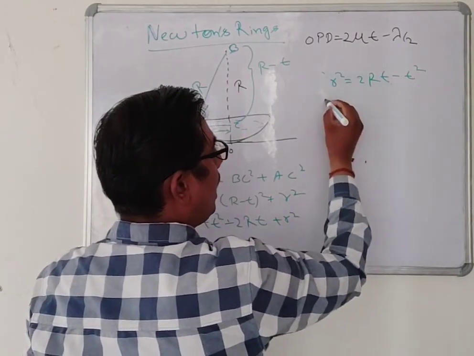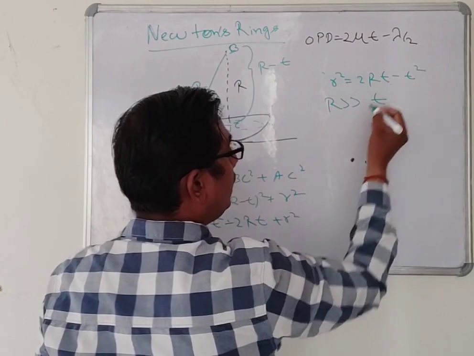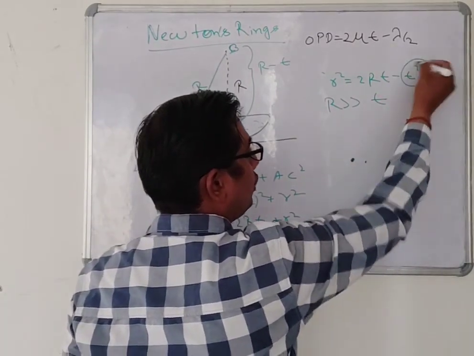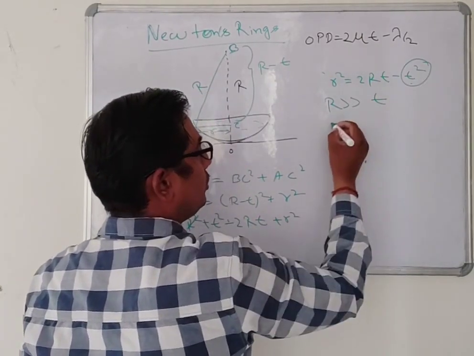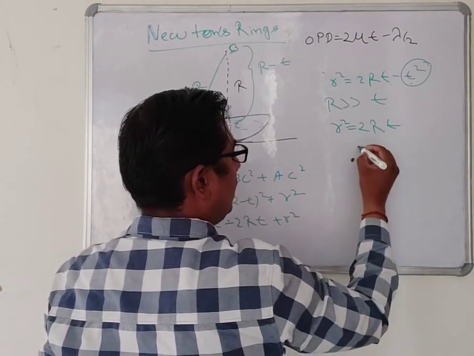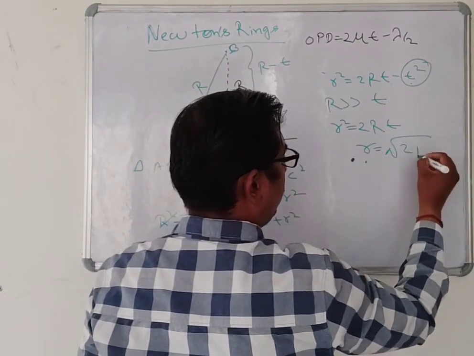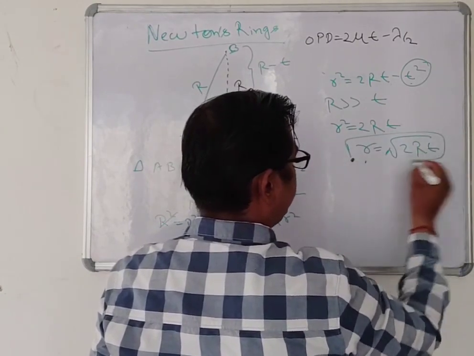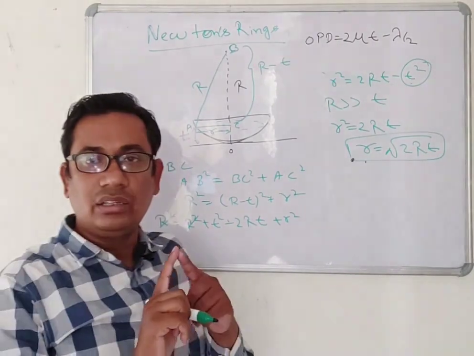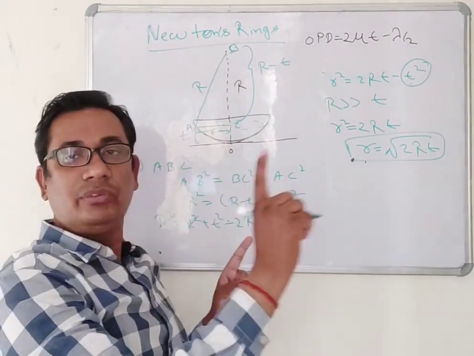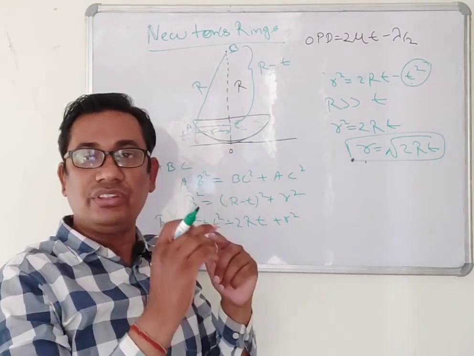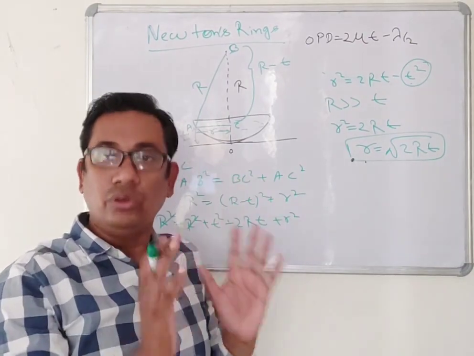Now you can see that R is much larger than T. It means that T square is much smaller, so we can neglect this term. r square is equal to 2RT. Because the air film is in circular form, we will get the dark and bright fringes also in circular form. This fringe is known as Newton ring.